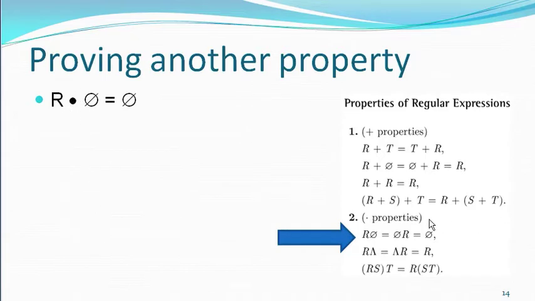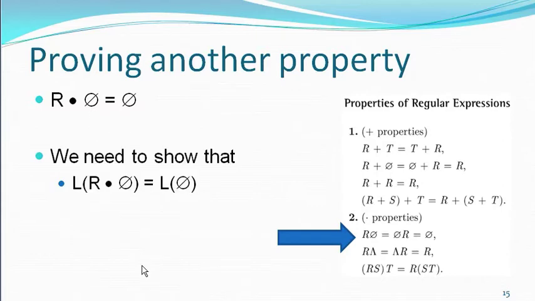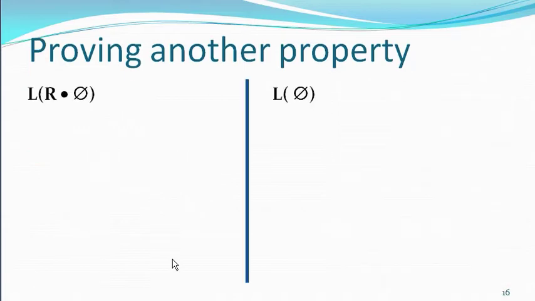Okay, now let's prove this property of regular expressions, right? So what does this property say? It says no matter what regular expression you have, if you concatenate it with the empty set, you end up with the empty set. So in order to prove this, we have to show that their languages are the same, right? So the language of R dot the empty set is the same as the language of the empty set. So this one's a little bit harder.